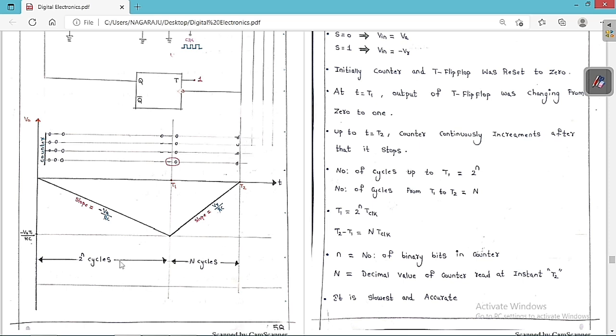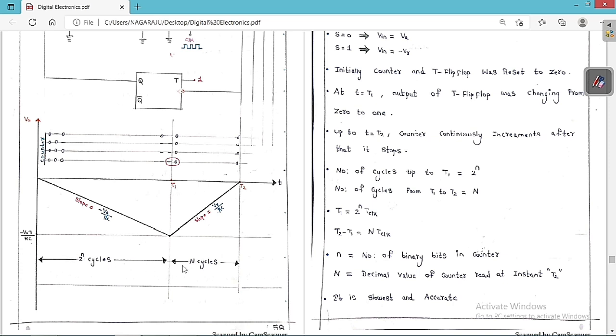So therefore, the total time T1 is equal to 2 to the power of n into T clock, and this time T2 minus T1 is equal to n into T clock, where n is the decimal equivalent of this ABCD. So listen carefully, whenever VA increases, what is going to happen? Whenever VA increases, the slope increases, so the graph is going to become like this, and after that, this line has the same slope as this line, so therefore T2 will increase, but T1 is fixed. T2 increases, this peak value increases.